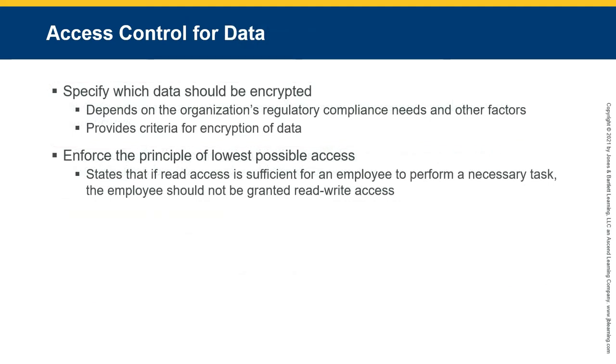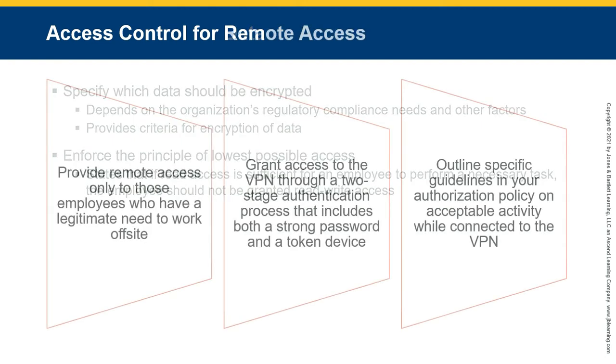Access control for data. Specify what data should be encrypted. This depends on the organization's regulations, compliance needs, or other factors, and provides criteria for encryption of data. Enforce the principle of least privilege. This states that if read access is sufficient for an employee to perform necessary tasks, the employee should not be granted read-write access.